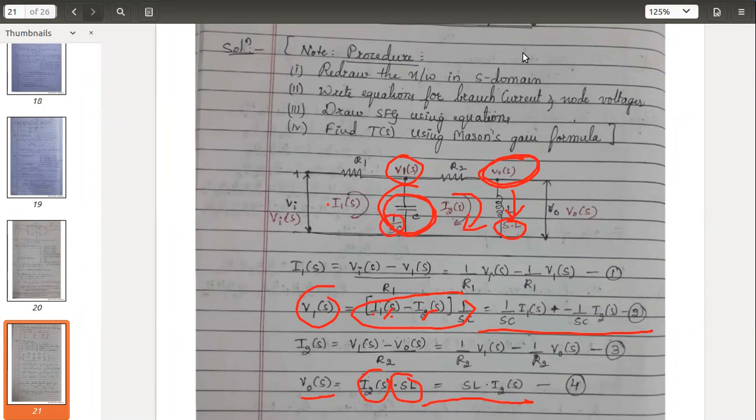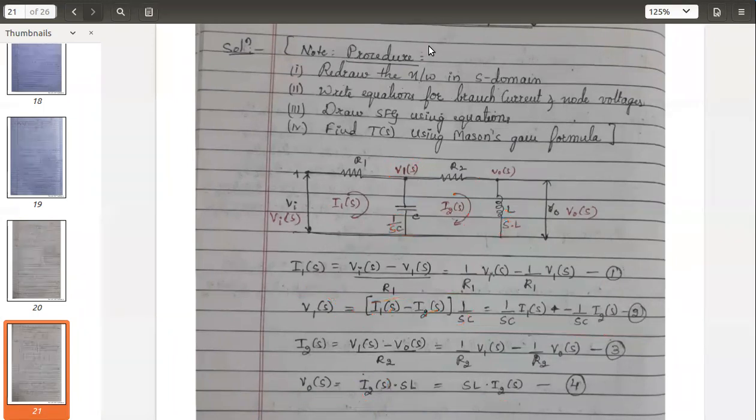So we have redrawn the structure, then we have gone for equation writing. Both current equations and voltage equations, applying KVL and KCL or whatever you apply, however you have studied in your network analysis, use those concepts and get the values for I1, I2, V1 and V0. You get 4 equations. Once the equations are known to you, it is easy to draw the signal flow graph. We have already seen how to do it.